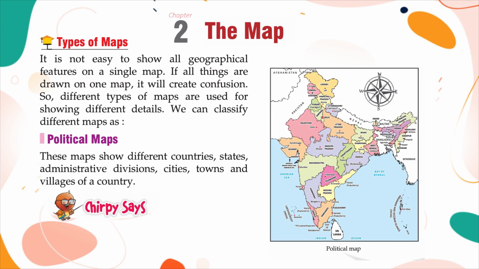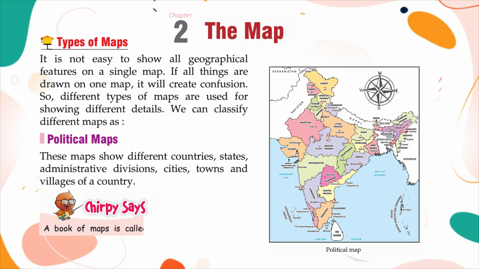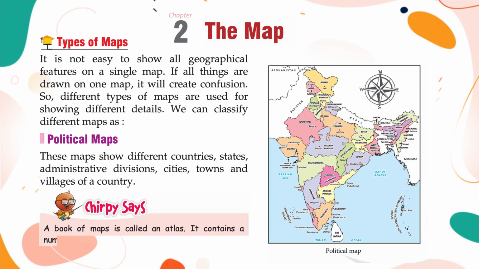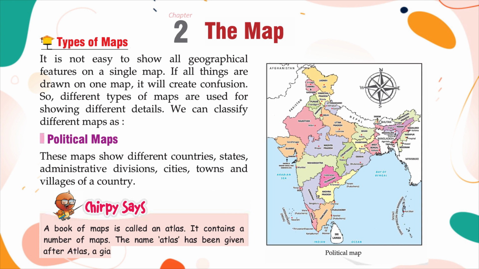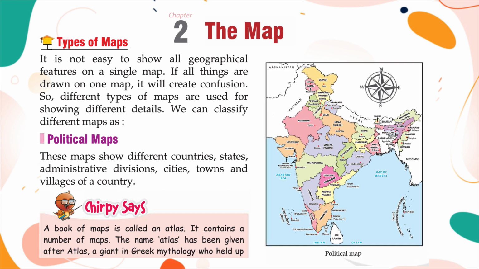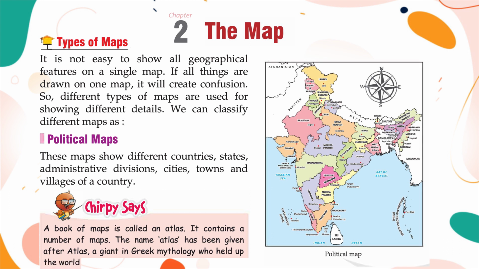Chirpy says, a book of maps is called an atlas. It contains a number of maps. The name Atlas has been given after Atlas, a giant in Greek mythology who held up the world on his shoulders.